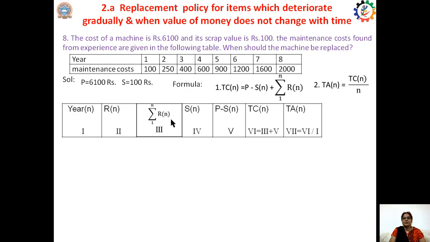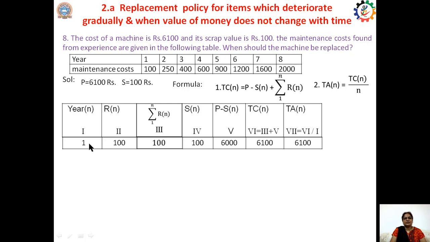So that is why 3 plus 5: 3 is sigma Rn, and 5 is P minus S. If you add 3 and 5, it is nothing but getting this formula. So 3 stands for sigma Rn, 5 stands for P minus S of N. 5 is the first part, 3 is the second part. If you add 3 and 5, we will get the sixth column. But sixth will not give us the answer. Sixth column has to be divided by the first column, N, which we are getting from here. So divide that by the first column, and you are going to get average cost. Then how to decide when to replace, I will explain. Now let us move on.